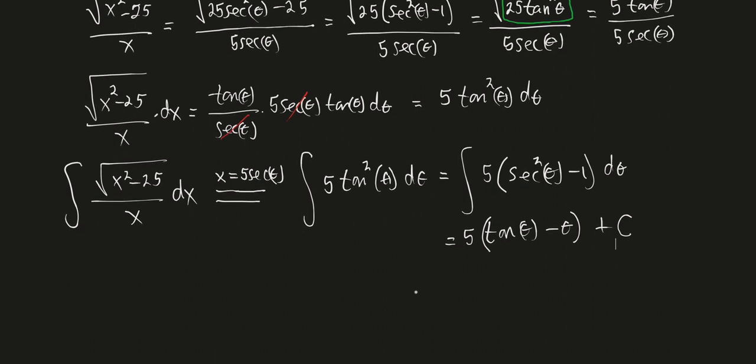So, are we done? Well, not quite, because remember, our original integral was in terms of x, and we made a substitution, and there are no limits. So what we have to do is figure out what this is in terms of x. So essentially we have to reverse the substitution.